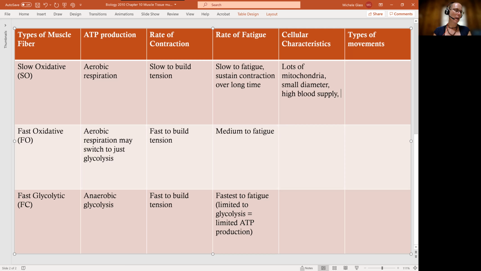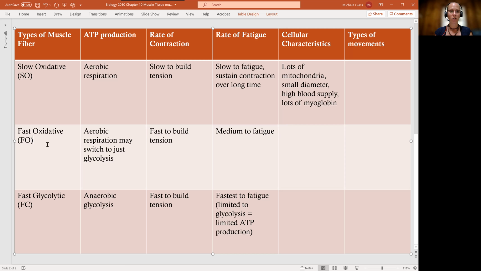And they also have this molecule called myoglobin, which is a way to store oxygen. So myoglobin is a molecule that lets the cell store oxygen. So because the slow oxidative cell is doing aerobic respiration and that's all it can do, it has to either have a lot of oxygen coming directly from the blood supply, or it has to have a lot stored and on hand.